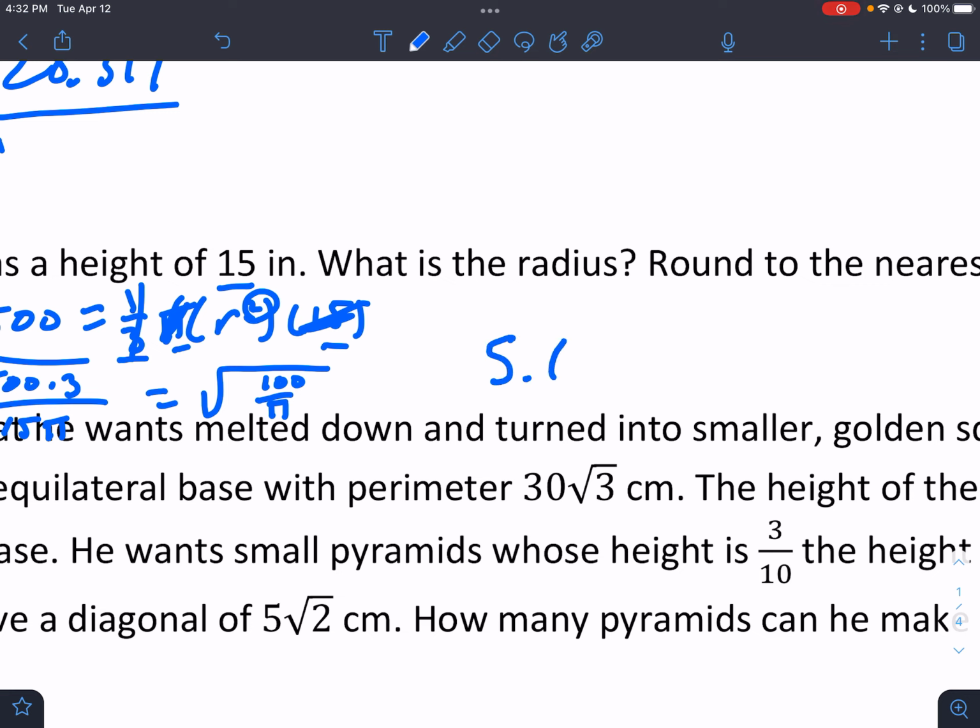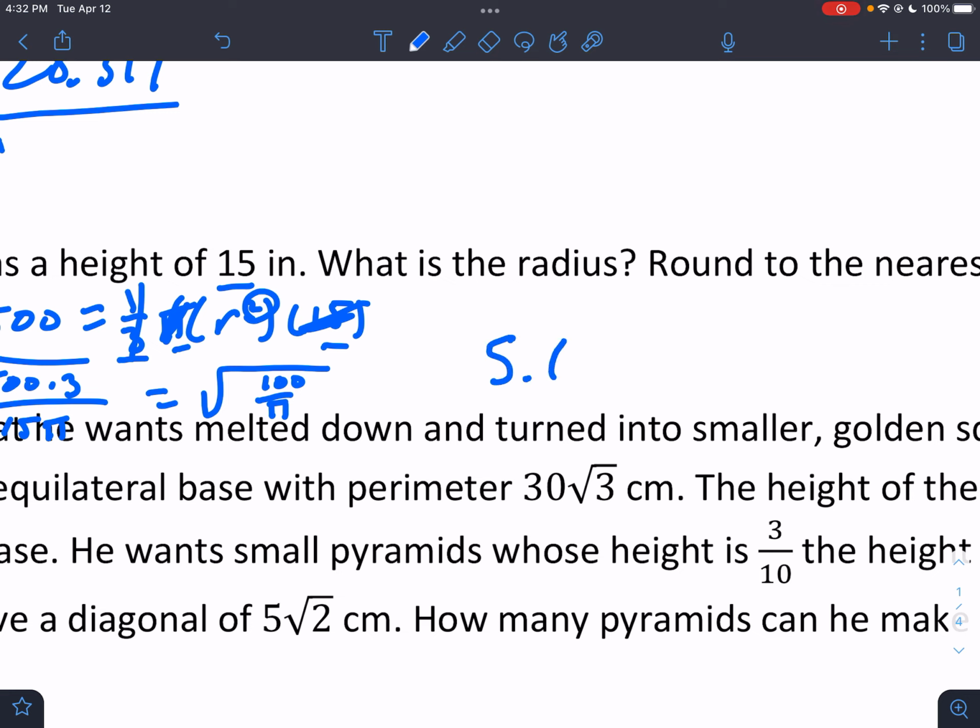Namir, this guy, has a golden triangular prism. Look at that. He wants it melted down and turned into smaller golden square pyramids. The triangular prism has an equilateral triangle base with perimeter 30 root 3. So let's start on the prism. The base, if the perimeter is 30 root 3, that means each side is 10 root 3, which means if we drop the height, this would be 5 root 3. And then the height would have to be 5 root 3 times root 3, which is 5 times 3. That would have to be 15.